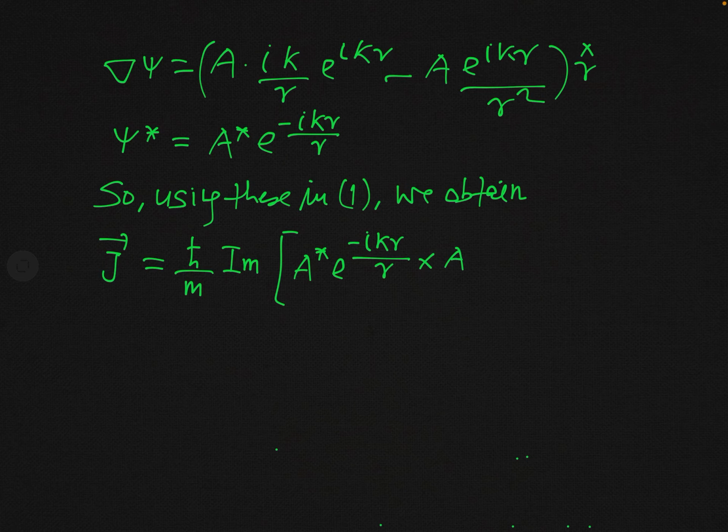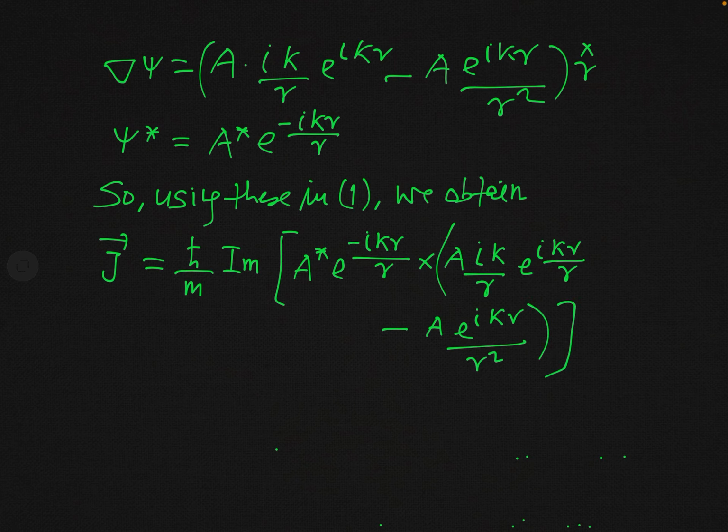And you can see from here that this del psi is equal to what? This is A, ik over r, ik over r into e to the power ikr by r, and minus this is A e to the power ikr over r square.